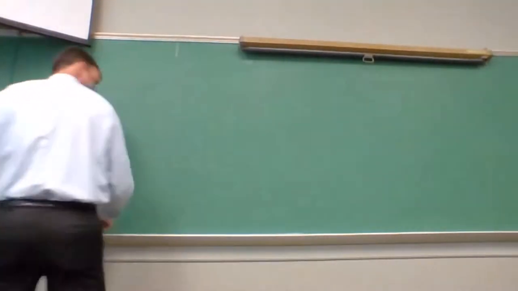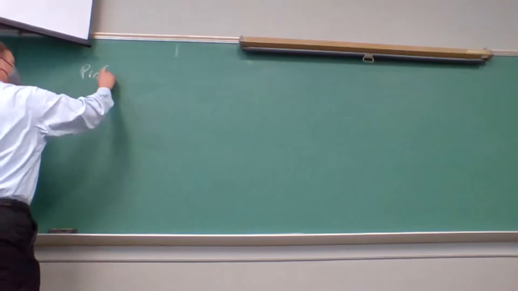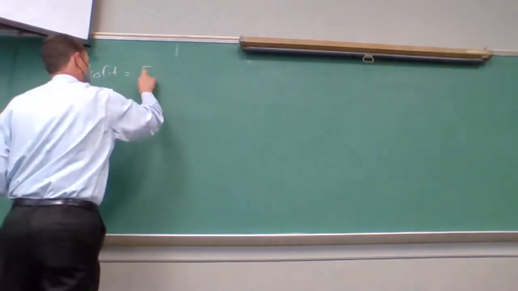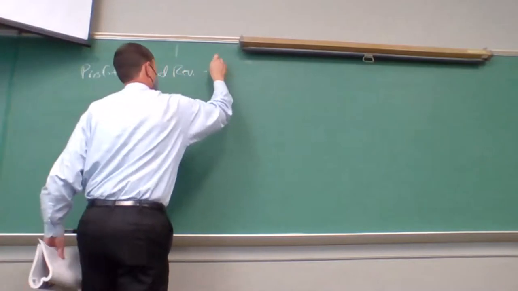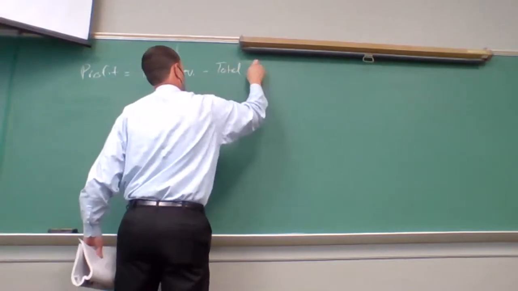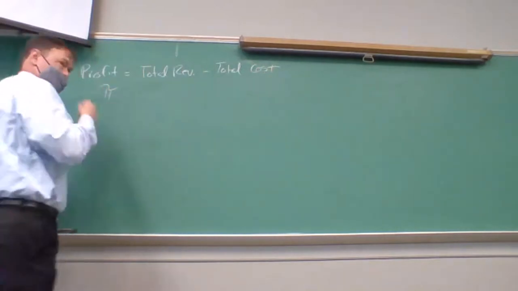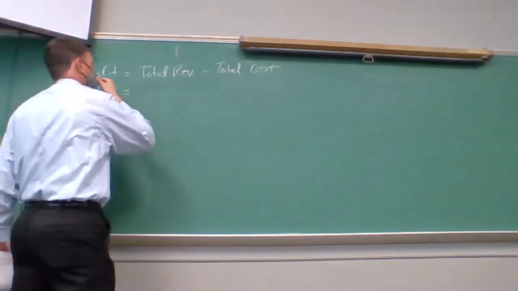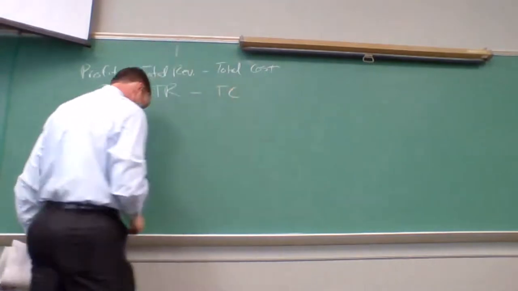So let's start talking about costs. Well, why do we care about cost? Well, because profit equals total revenue minus total cost. So what you're looking at, we abbreviate profit as pi. Total revenue is TR minus total cost TC.